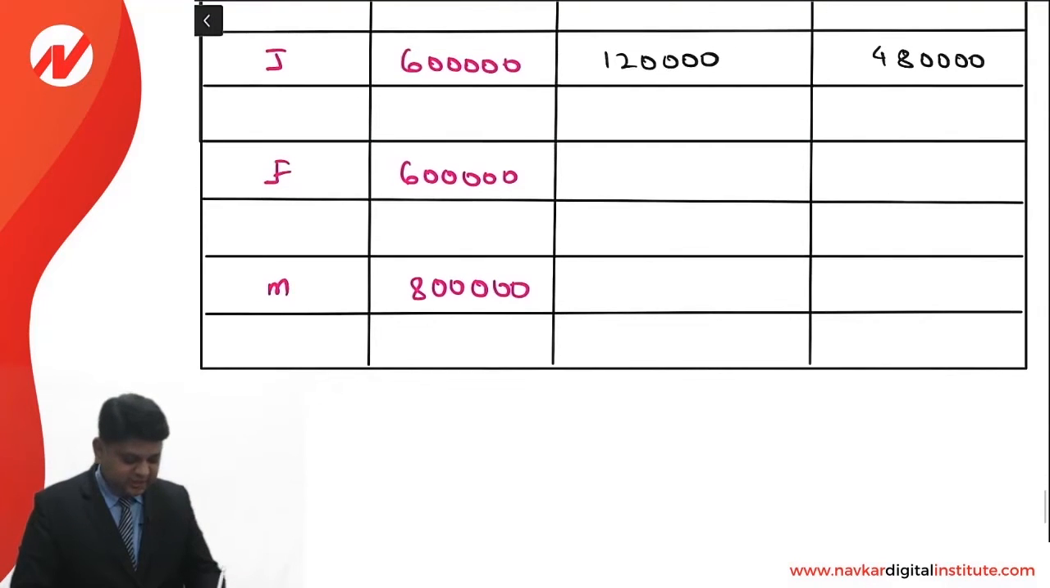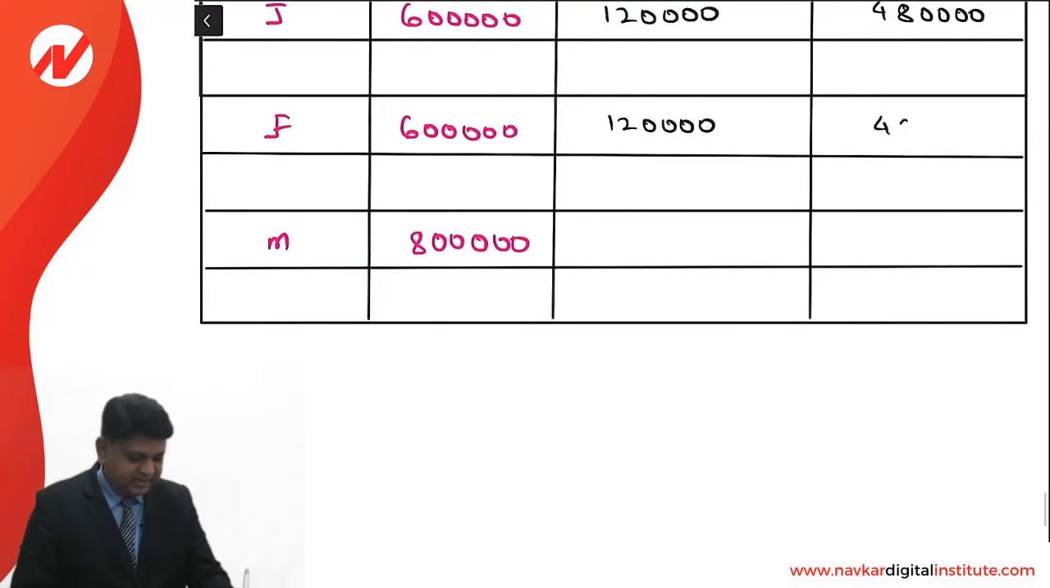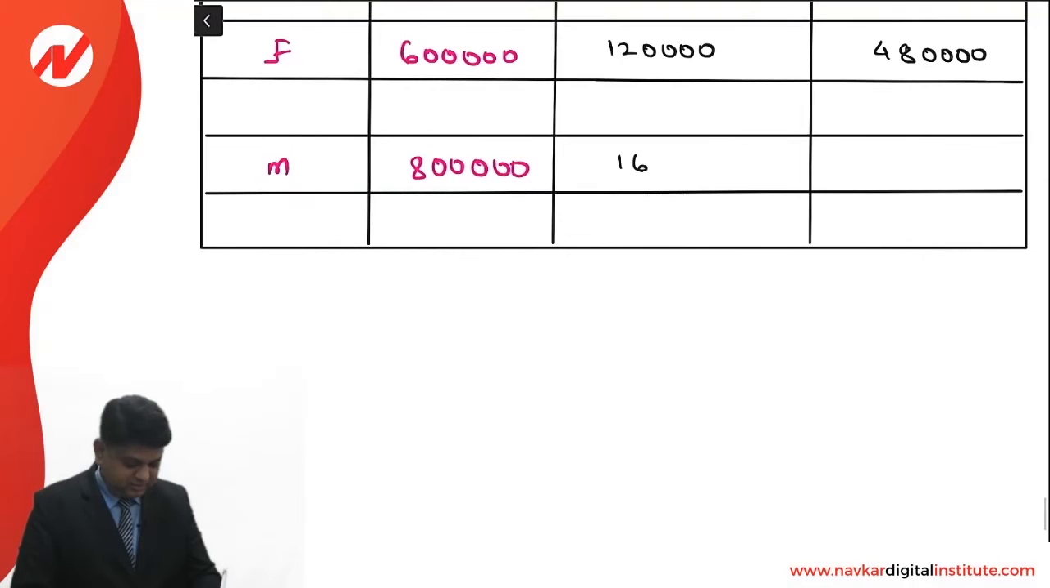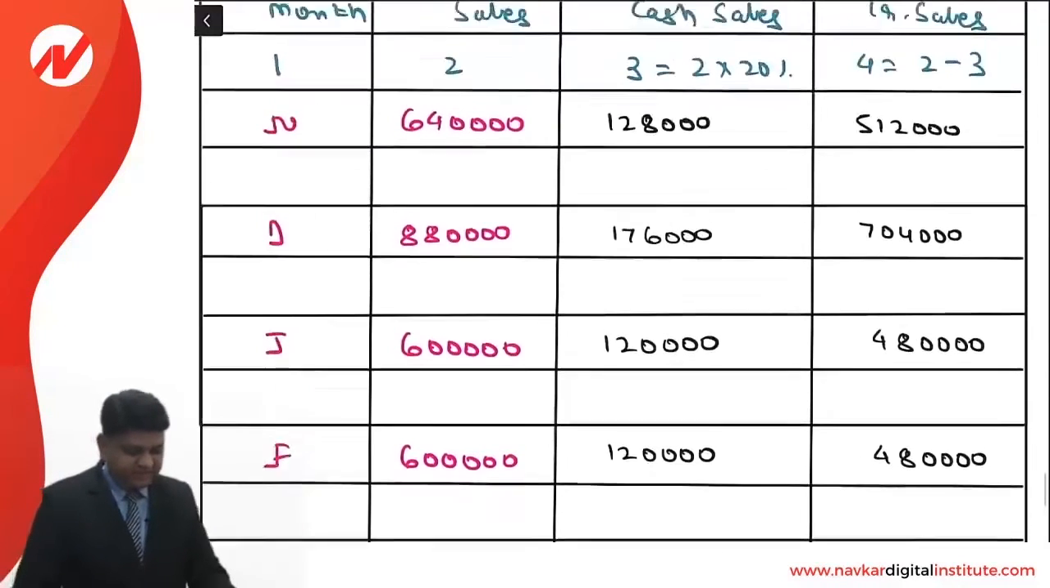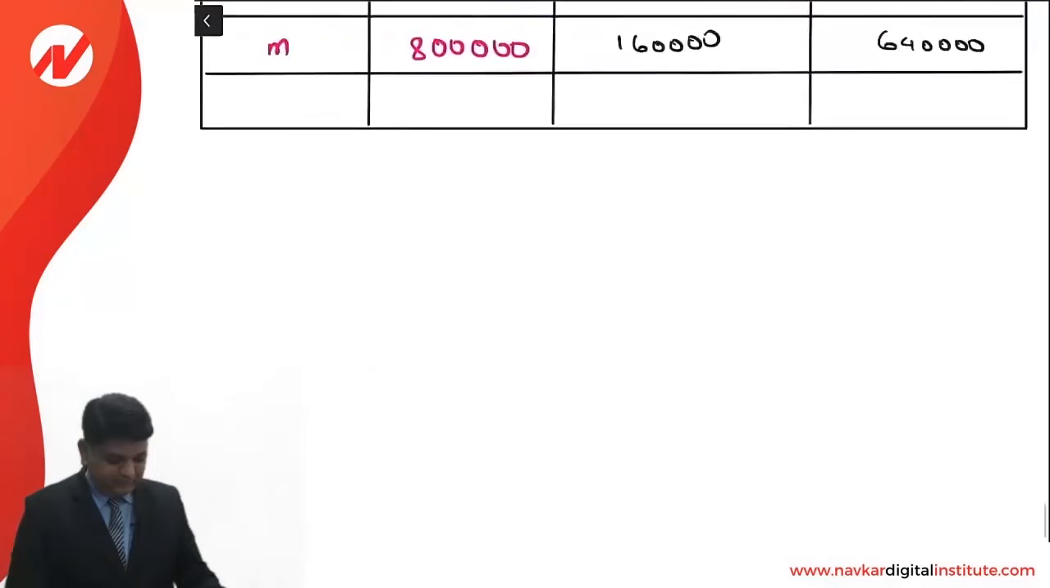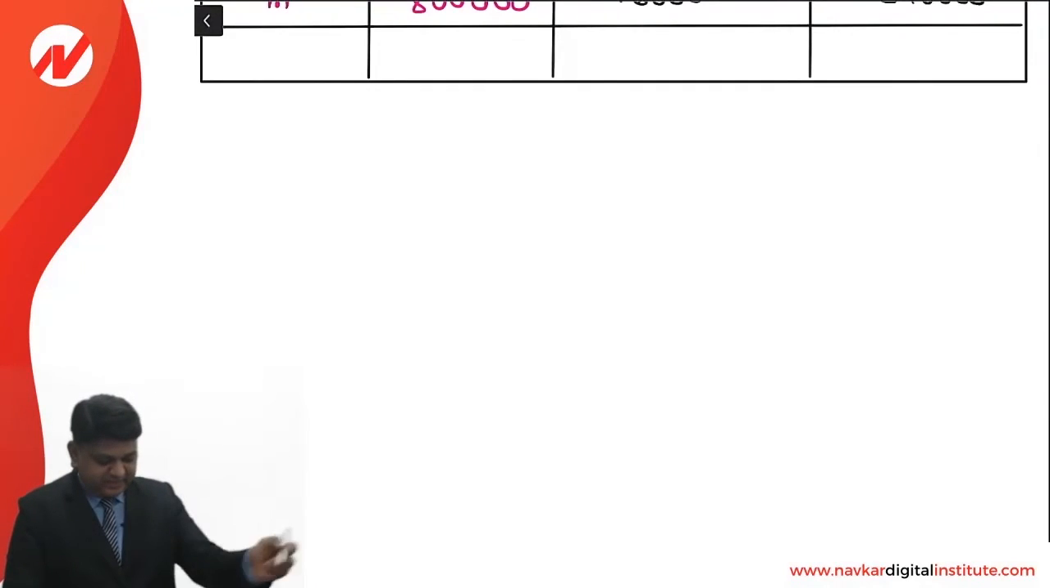Again 6 lakhs into 20%, 1,20,000. Remaining is the credit sales, 4,80,000. 8 lakhs into 20%, 1,60,000. The remaining is the credit sales, 6,40,000. This is the way we will have the bifurcation of the total sales into cash sales and credit sales. Now I think that we can start preparing the cash budget.